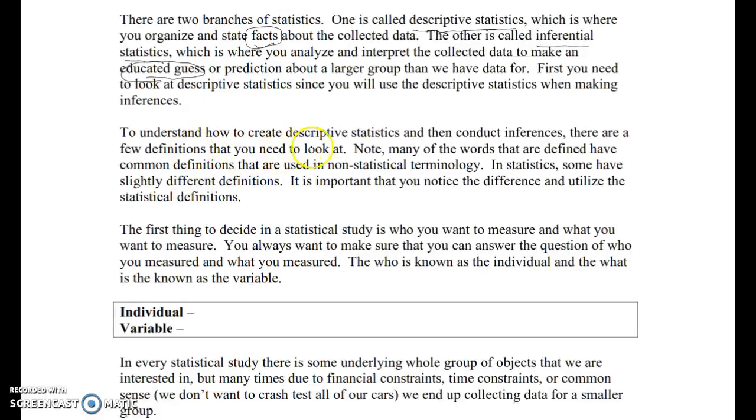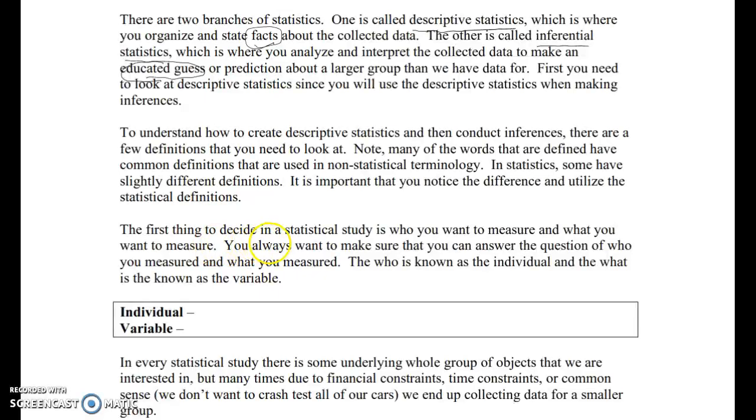So to understand how to create descriptive statistics and then conduct inferences, there are a few definitions that we need to look at. Note, many of the words that are defined have common definitions that are used in non-statistical terminology. In statistics, some have slightly different definitions, although most of them are pretty common sense definitions. It's important that you notice the difference and utilize the statistical ones in this course.